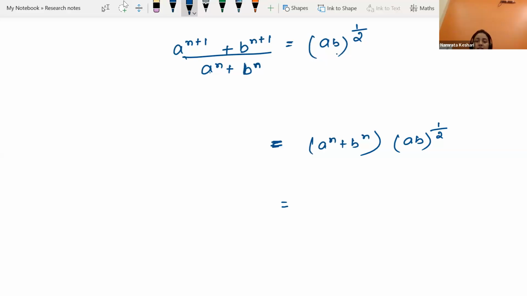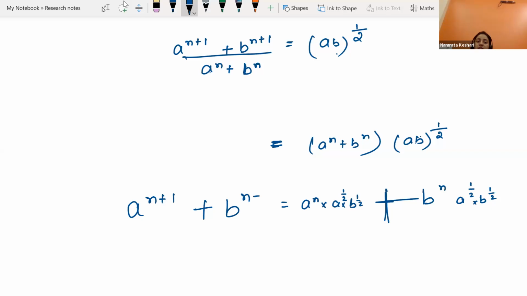What we will say that ab to the power 1 by 2 means what? a to the power 1 by 2, b to the power 1 by 2. Okay, so a to the power n we will be multiplying with a to the power 1 by 2, b to the power 1 by 2. Are you getting it, Ali and Alina? Plus b to the power n we will be multiplying with a to the power 1 by 2, b to the power 1 by 2. Getting it, Ali and Alina? What I am writing? Yes, ma'am.